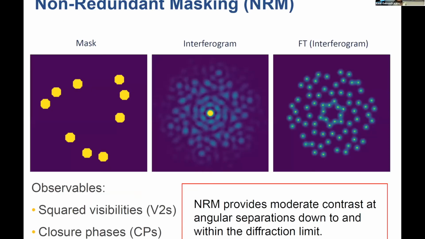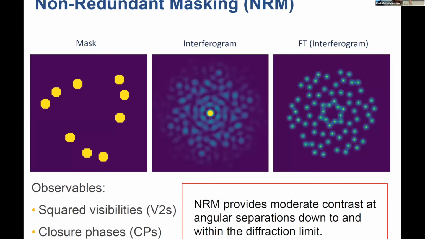So what is this non-redundant masking that I mentioned? Well, non-redundant masking, or NRM, is an aperture masking technique in which we can turn a conventional telescope into an interferometric array. We do this by placing a mask in the pupil plane of the telescope, similar to the one shown here. What makes this mask non-redundant is no two holes have the same orientation or separation, so each baseline or pair of holes has a unique spatial frequency associated with it.